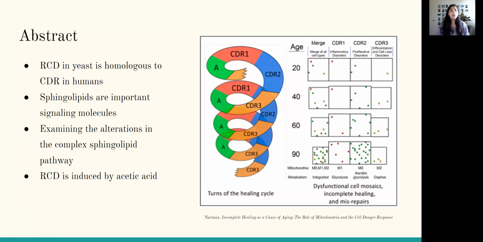So to start off, we have our abstract. So regulated cell death, RCD, is in yeast and is homologous to cell danger response in humans, CDR. And sphingolipids are important signaling molecules and structural molecules, and we want to see how alterations in the pathways used to create complex sphingolipids affect regulated cell death in our cells under regulated cell death induced by acetic acid.